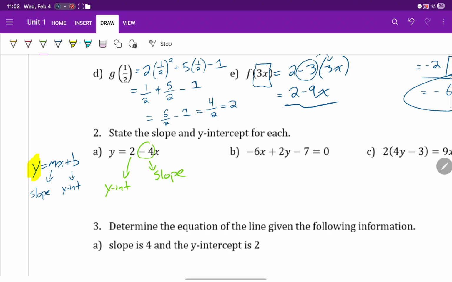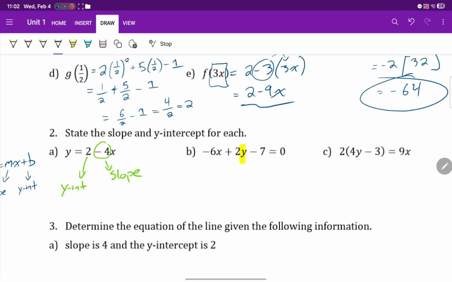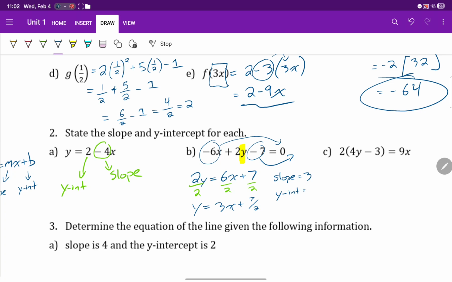In the next one, notice that y is not isolated, so we are going to need to isolate for y. Okay, so in order to isolate for y, I'm going to bring my -6x and my -7 to the other side. I get 2y equals 6x plus 7. I still need to isolate for y because I got to get rid of that 2. I'm going to divide everything by 2. When I do that, I get y equals 3x plus 7 over 2 or 4.5. Either works here. So in this case, my slope is 3 and my y-intercept is 7 over 2. Okay.